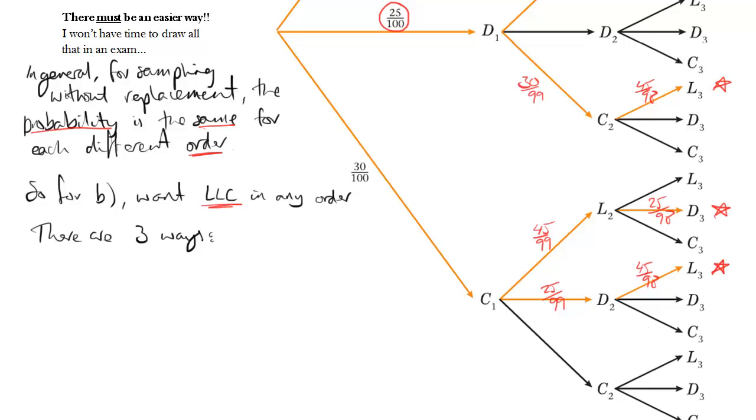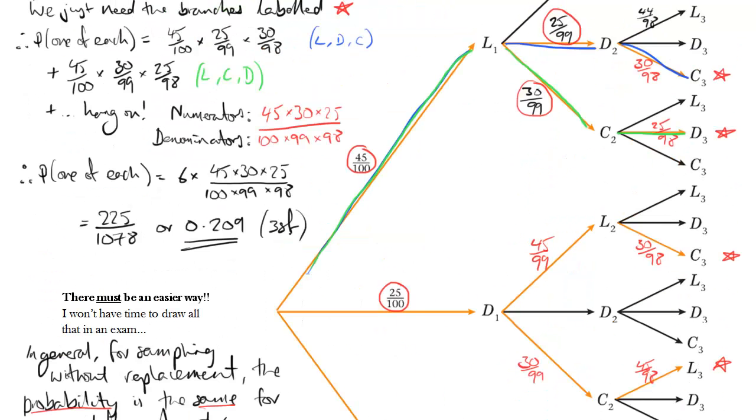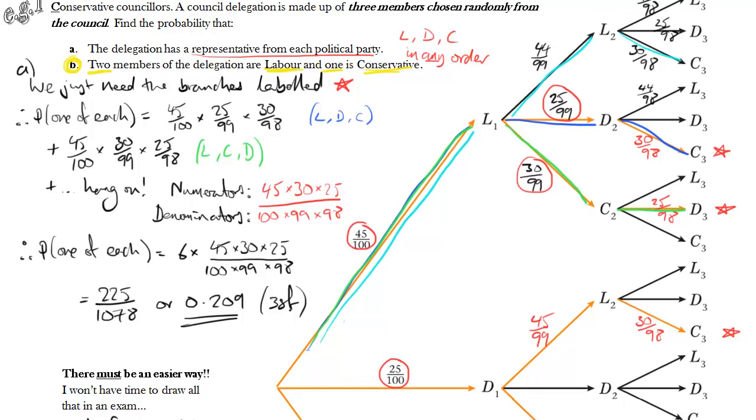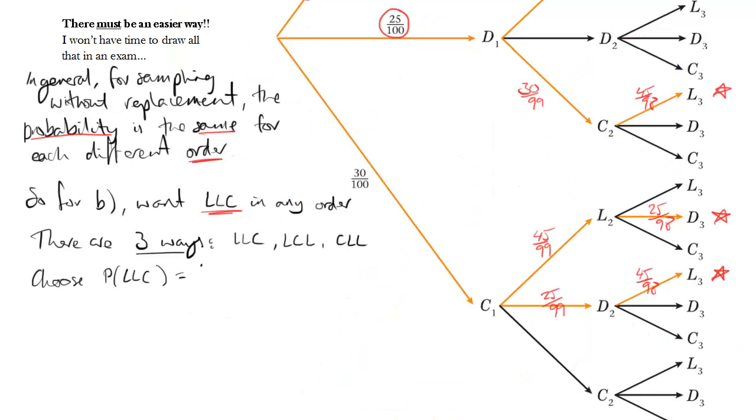It can be Labour, Conservative, Labour, or Conservative, Labour, Labour, and they all have the same probability. So we pick one of them and work out that probability. So in this case, pick Labour, then Conservative. Okay, so we've got those three probabilities along that branch. Multiply those together and simplify that down. That's the probability of Labour, then Conservative, but also applies to the other two ways as well.